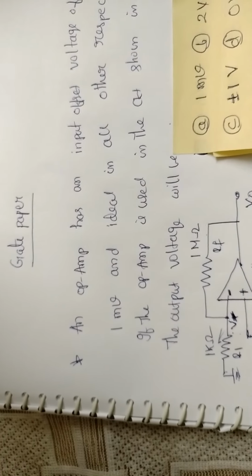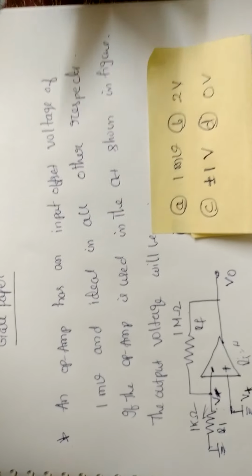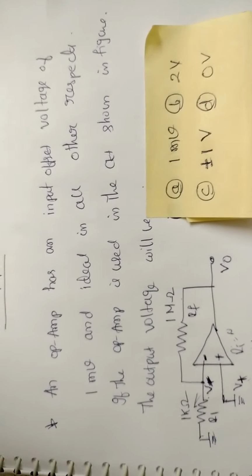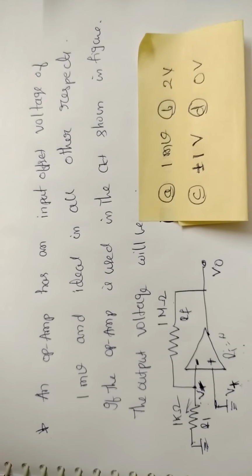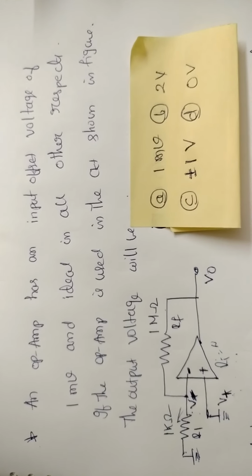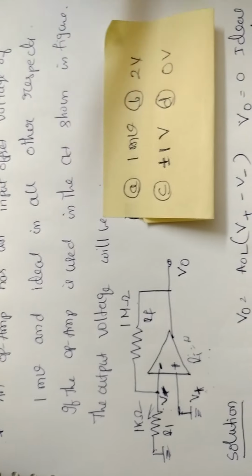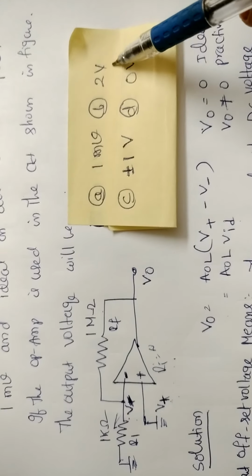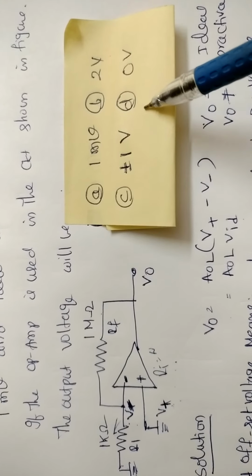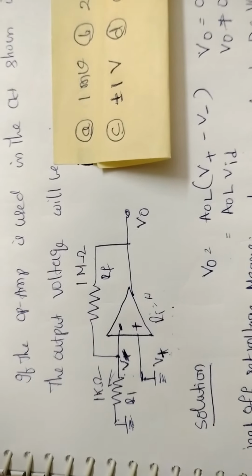So this is a GATE question related to analog electronics, operational amplifier circuits. So let's see how to solve the problem. The operational amplifier has an input offset voltage of 1 millivolt, and in the ideal case, if the op amp is used in the circuit as shown in the figure, what will be the output voltage? The options for this question are A: 1 millivolt, B: 2 volts, C: plus or minus 1 volt, and D: 0 volts. So this is the circuit.